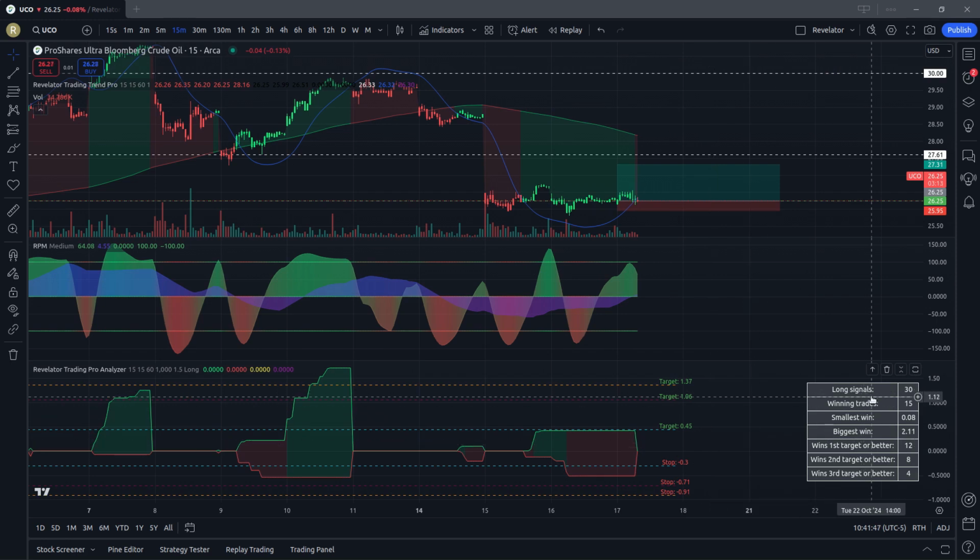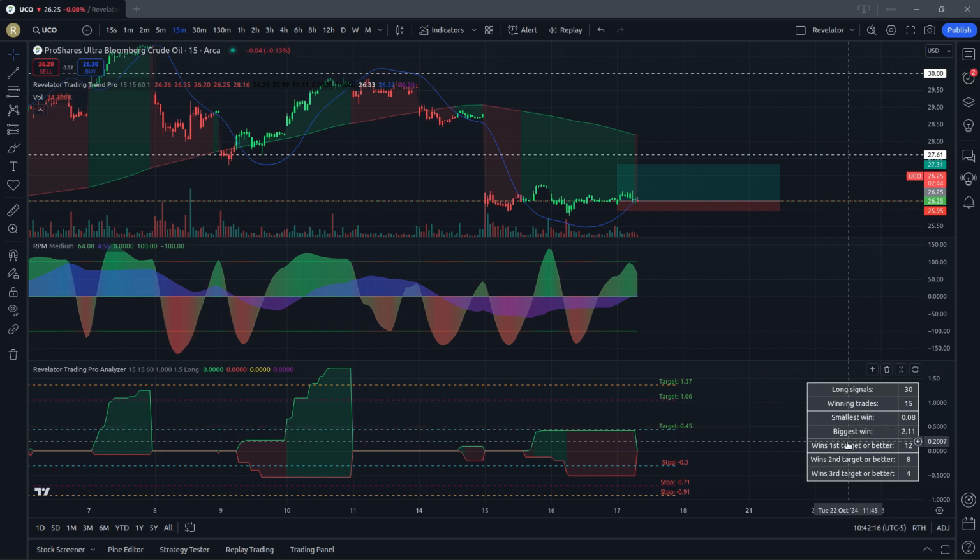Over here we have a table, and so on this particular table for my particular settings, it's saying I generated 30 long signals in the look-back period. 15 of those drew up more than it drew down, so obviously you can see here it's a 50% win rate with this particular group of settings. The smallest winning trade won 8 cents per share, of course. The biggest win was $2.11 per share.